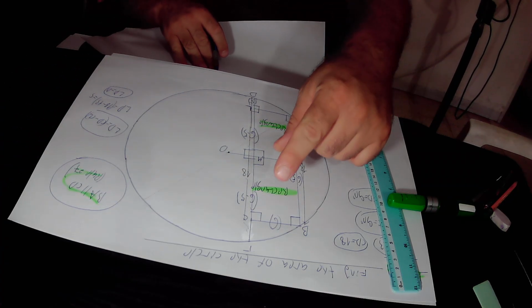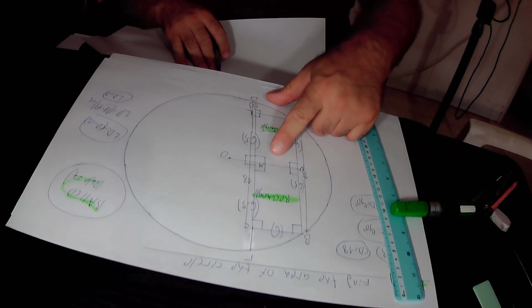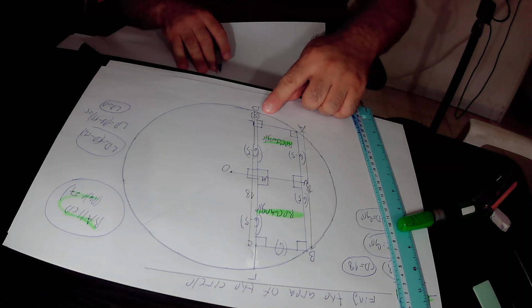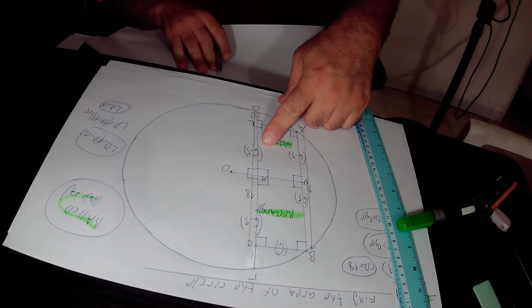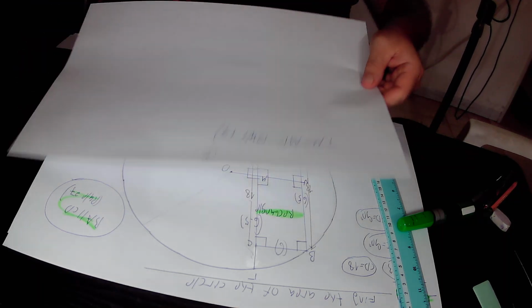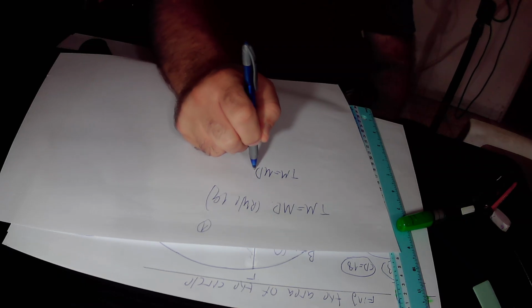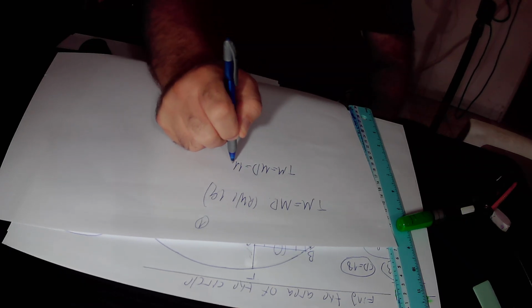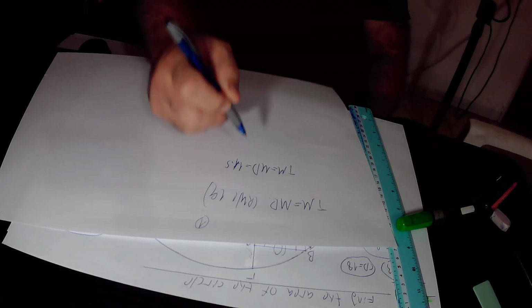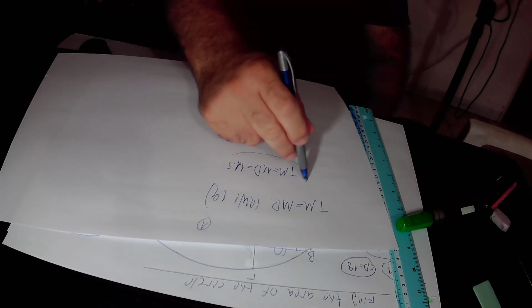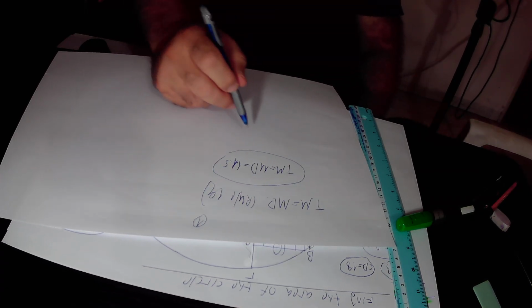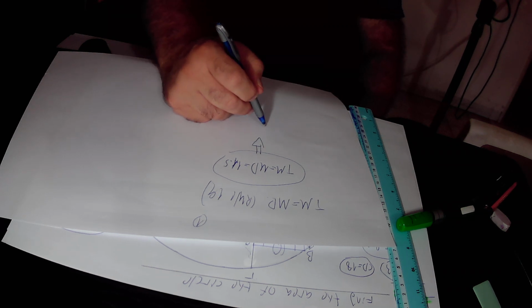What is the length of MD? MD in total equals 5 plus 6.5. That is 11.5. So TM equals MD, and MD equals 11.5 units in its length. And from this equation, we derive that TM also equals 11.5 units in its length.